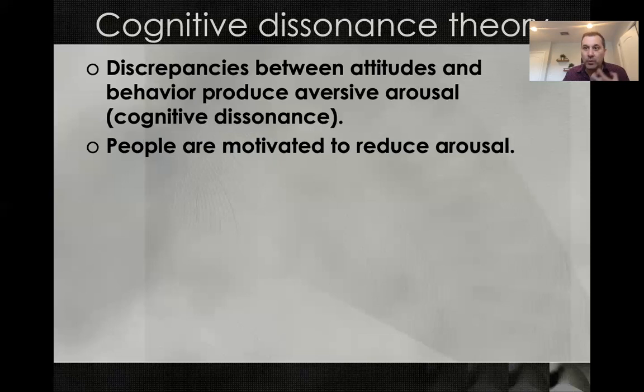And so we are motivated, in other words, to eliminate or to reduce that negative arousal that's created when our behavior doesn't match our attitudes. And that's what cognitive dissonance theory is all about. It's all about the various psychological mechanisms we have to reduce that negative arousal that's produced when our behavior doesn't match our attitudes.